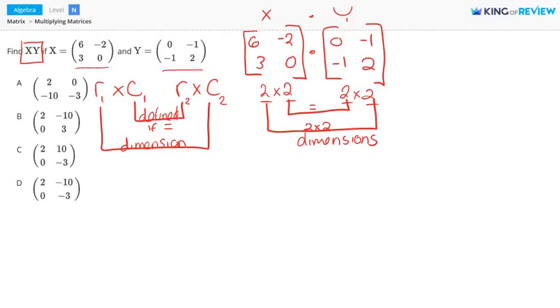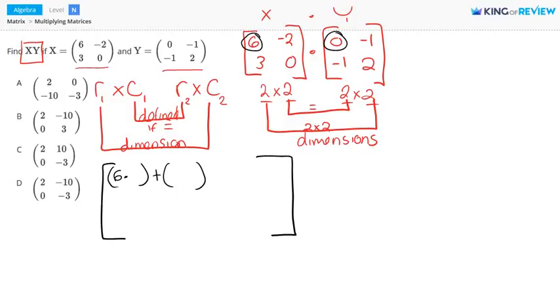So let's set this up here. So we want to figure out the first entry here. We're setting it up like this. So what we're going to do is multiply 6 times 0, and -2 times -1. So that's how we figure out this first entry. We're multiplying the corresponding entries in the first row of X and the first column of Y, and then we're adding them together. And that's what we did here.